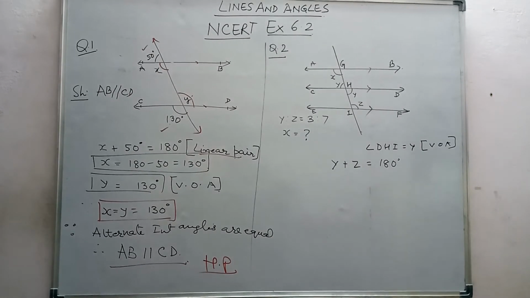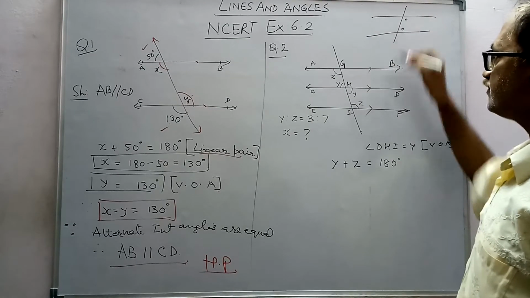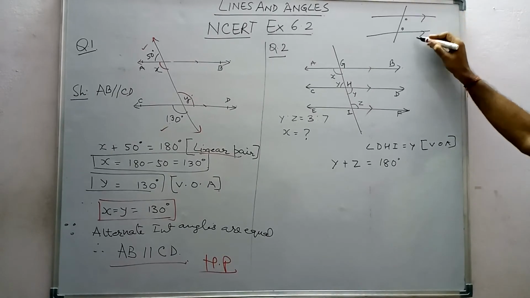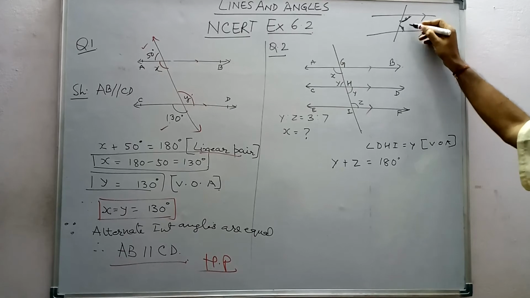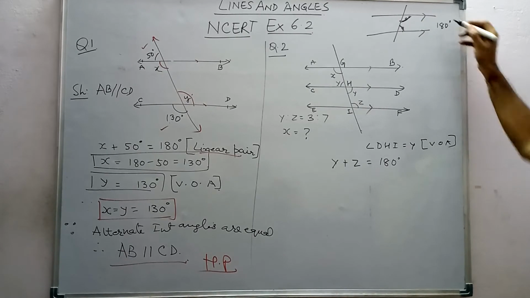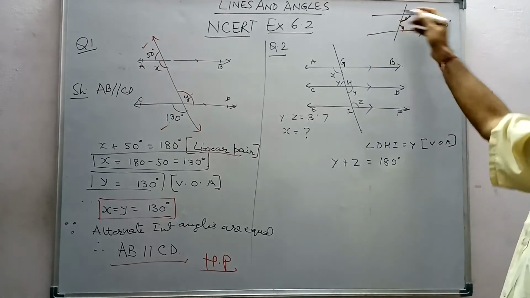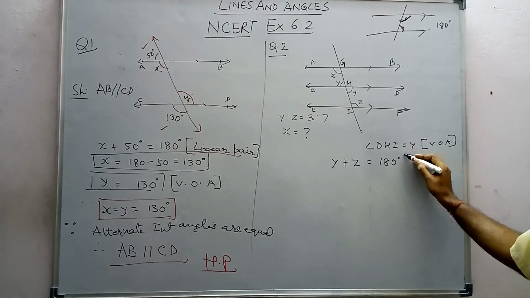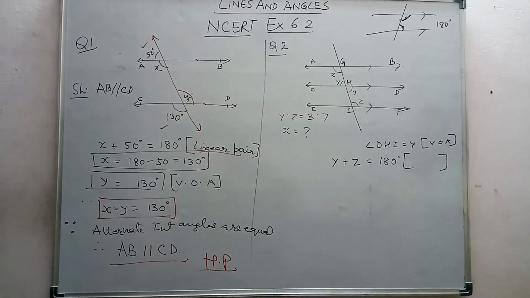Reason: when two parallel lines are intersected by a transversal, then the interior angles on the same side of the transversal are supplementary. Same side means this angle and this angle. Their sum is equal to 180. This property is called supplementary. So here you can write this reason: when two parallel lines are intersected by a transversal, then interior angles on the same side of the transversal are supplementary.